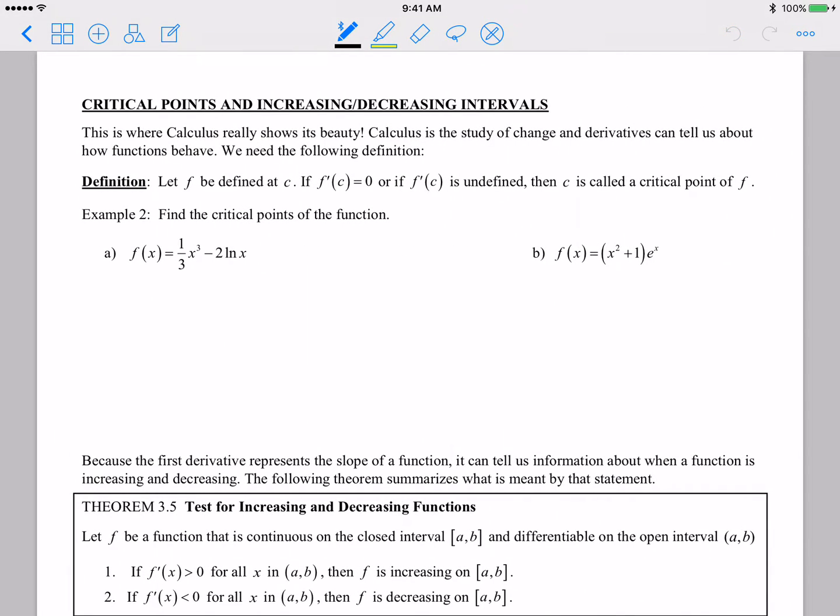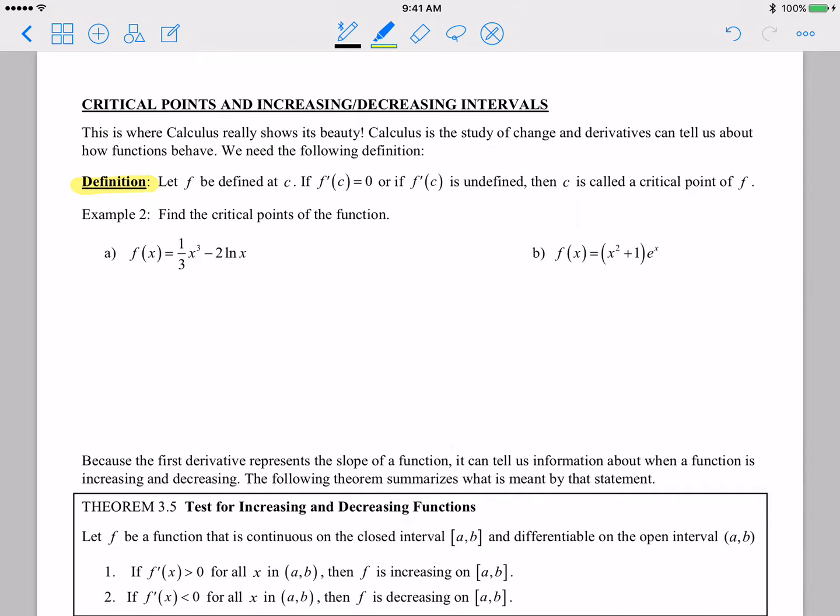Okay, so the second thing we want to talk about are critical points and increasing, decreasing intervals. And this is where I really think calculus gets fun and exciting and really shows its power, is in the ability to determine when is a function increasing or decreasing and where does a function have maximums and minimums. Okay, so very important definition here, so I'm going to highlight it.